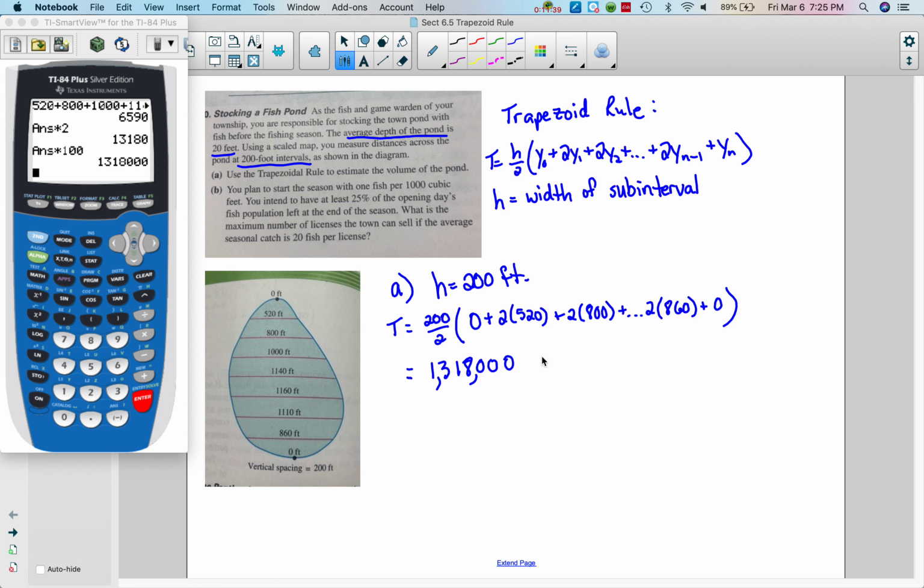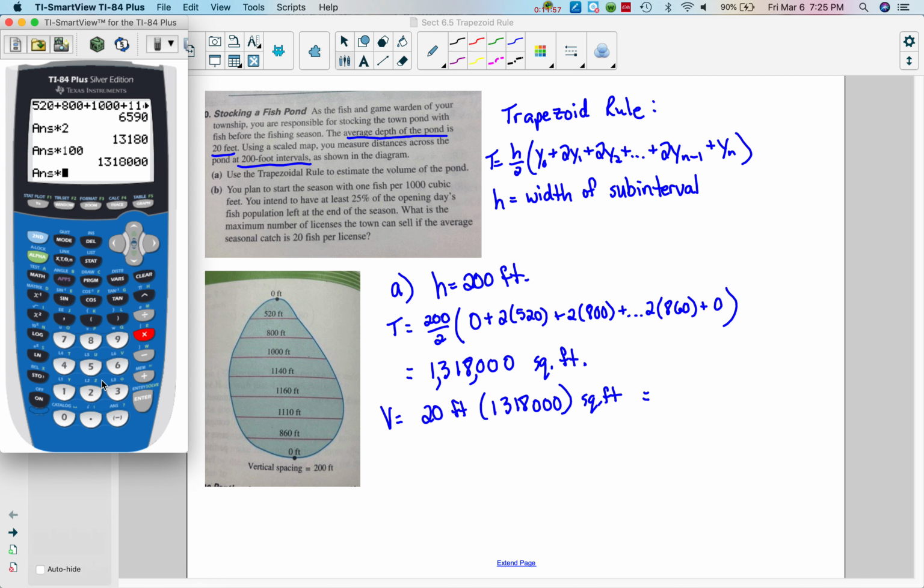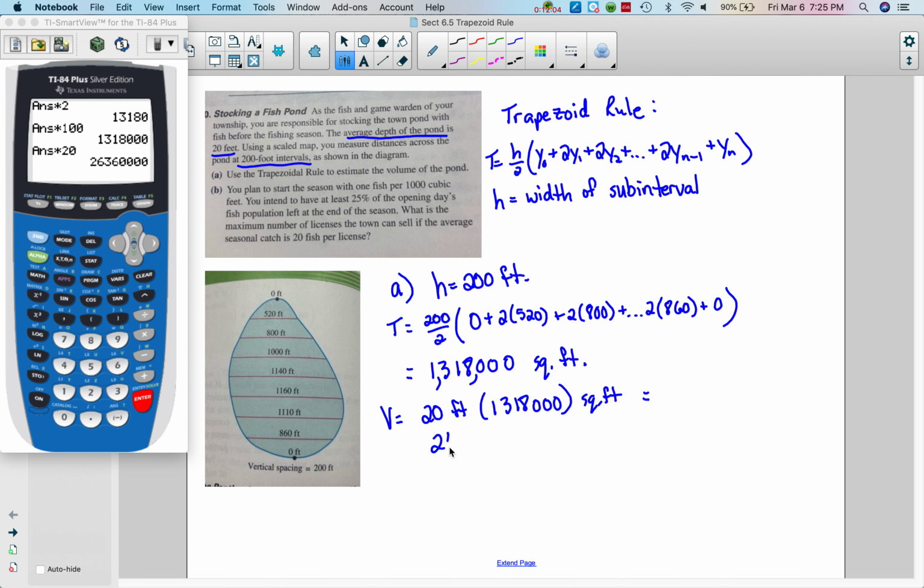And let's think about the units. So here we have square feet. Well, we want the volume, so that means we're going to have to take 20 feet times 1,318,000 square feet, and we end up with 26,360,000 cubic feet. And that's our volume of this pond using the trapezoid rule.